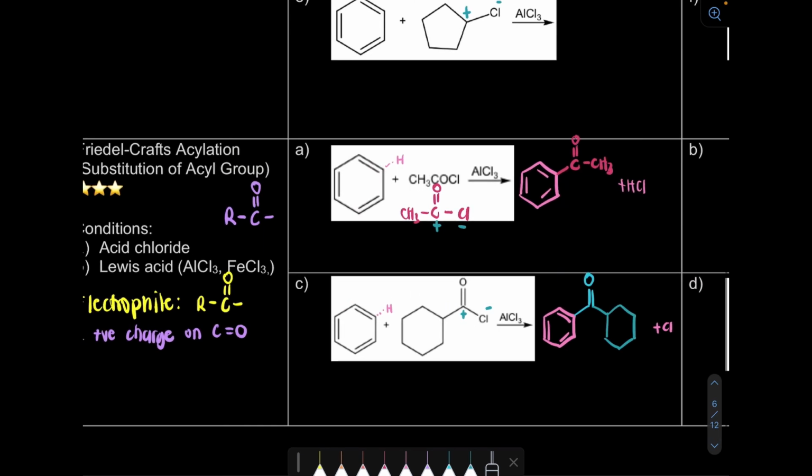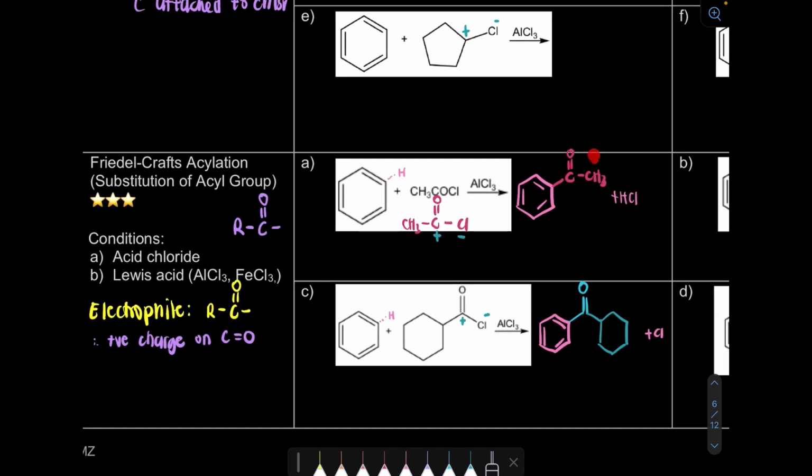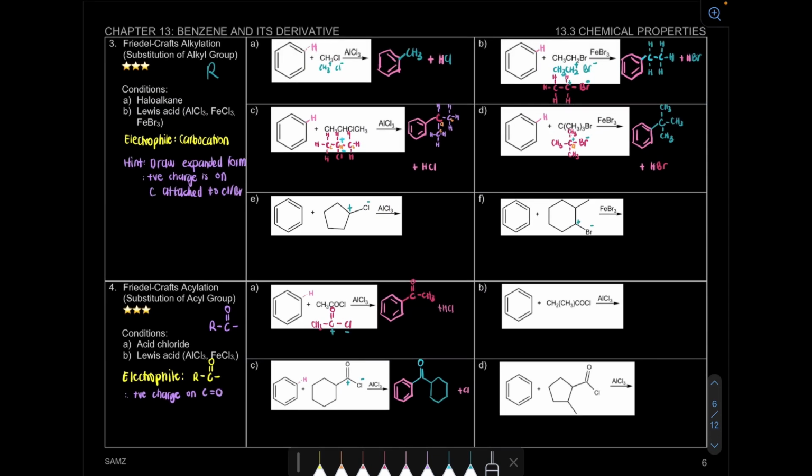Okay, for the acyl group, again it is C double bond O, and attached to it is our alkyl group, so just copy it. So again for Friedel-Crafts Acylation, remember the positive charge is on the carbon, and that will be our electrophile. So question B and D you should try yourself.